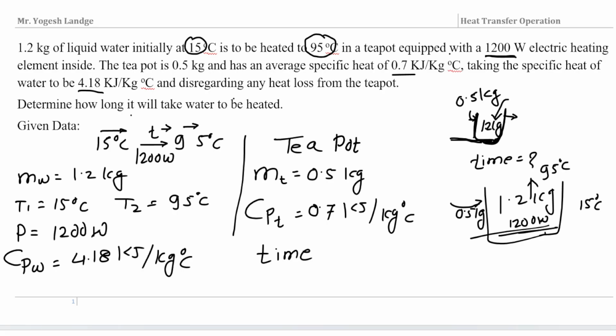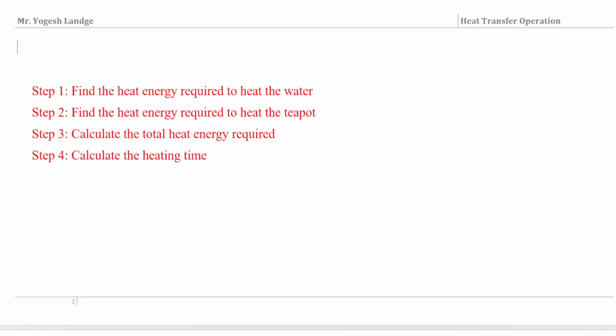So there are four stages to get the answer. In the first stage we try to find the heat energy required to heat the water. So how much energy is required to heat the water? Because ultimately we have a pot.